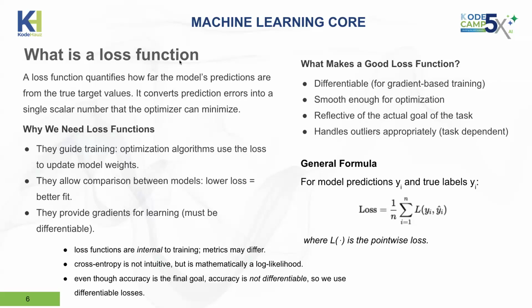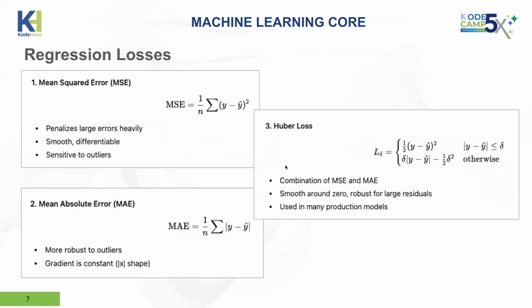And we were also able to look at what makes a good loss function. A good loss function has to be differentiable, it has to be smooth, it has to be reflective of the actual goal, and it should be able to handle outliers. So a general formula for loss function is basically the sum of the loss for each data point, divided by the total number of data points. So that's effectively the mean or the average.